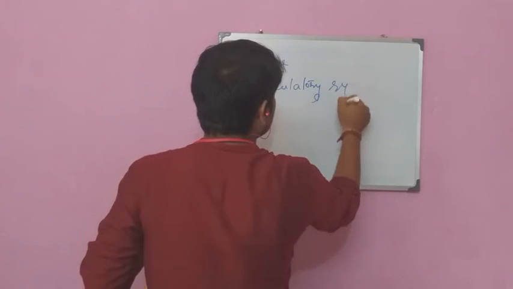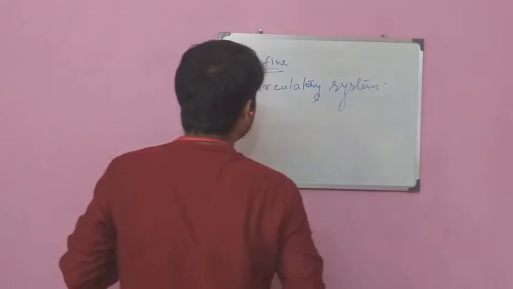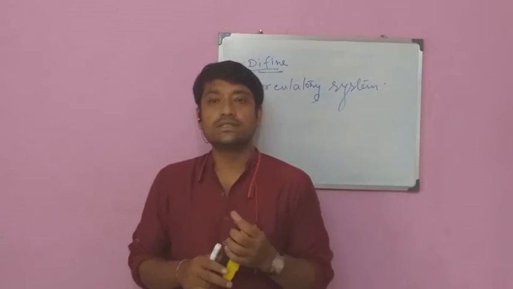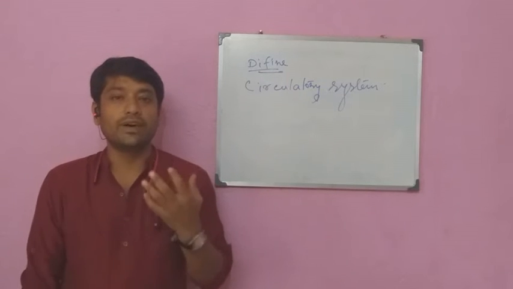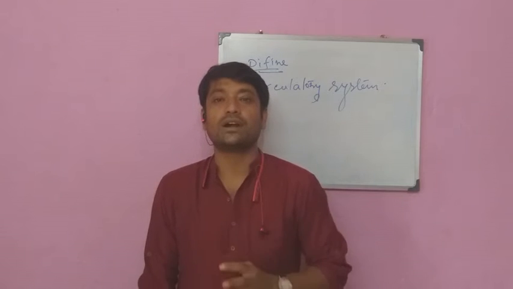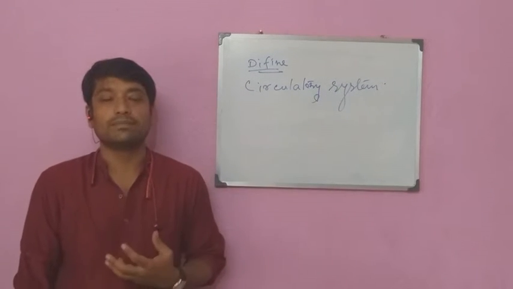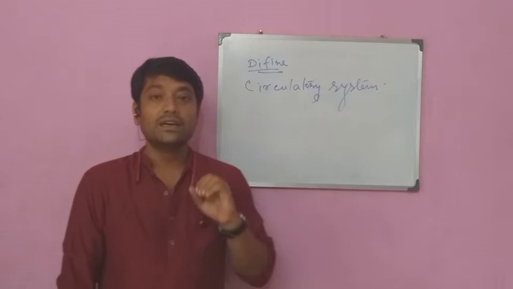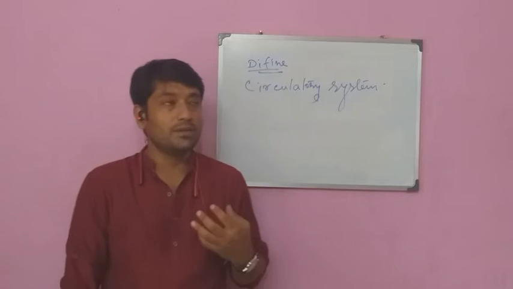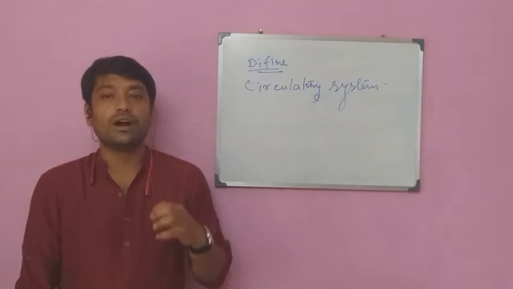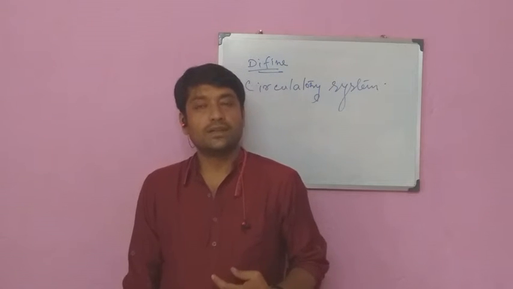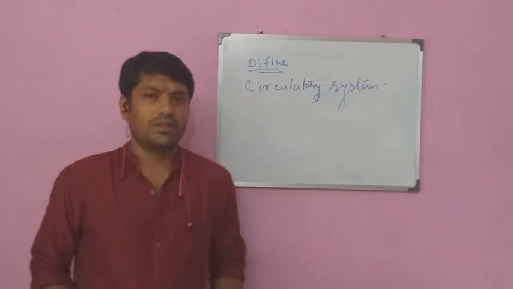Circulatory system. Okay, so look students, the circulatory system is responsible for transport of various substances in human beings and is composed of the heart, arteries, veins and blood capillaries. Understood? So, that's all.